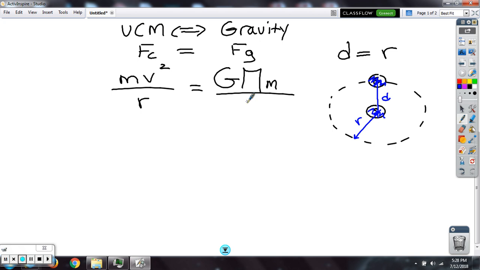So that's why, instead of using distance squared under here, it is for this case that I can say that this is r squared. That would not be true if we were talking about, let's say, two suns, two stars that were orbiting each other.